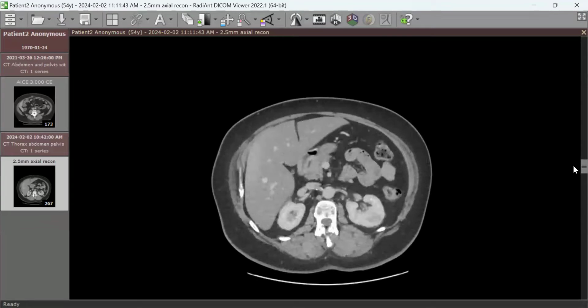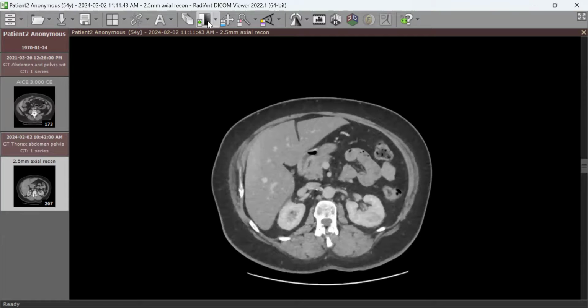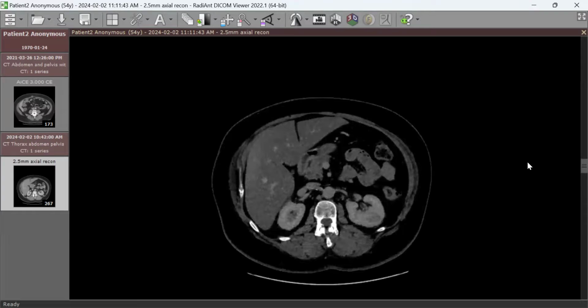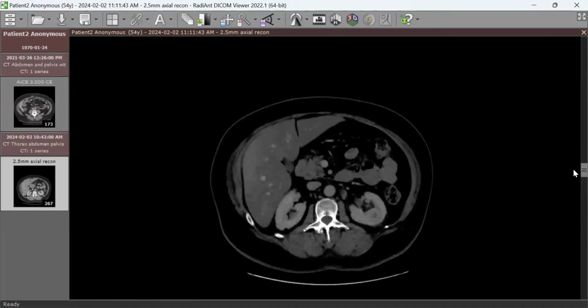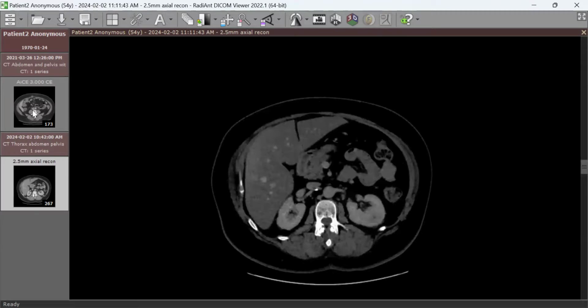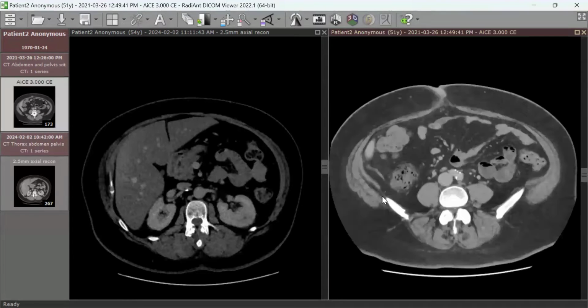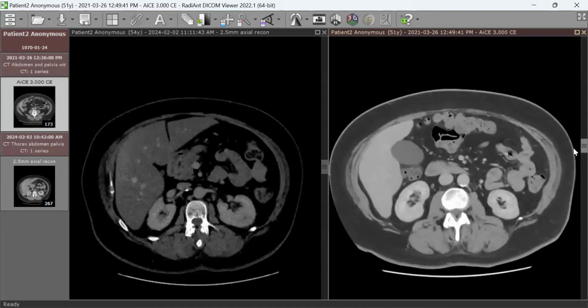There is a well-defined lesion in the left kidney, mildly enhanced in this section. I want to compare with the native to see the type of enhancement. We don't have a non-enhanced scan for this patient, but you would go and check previous studies, right? Yeah.